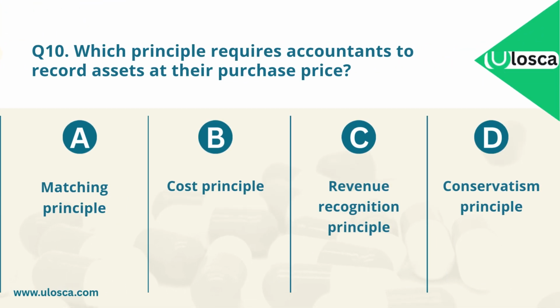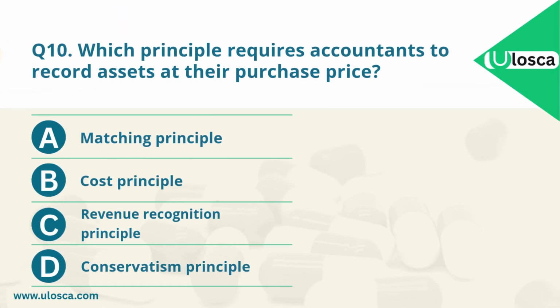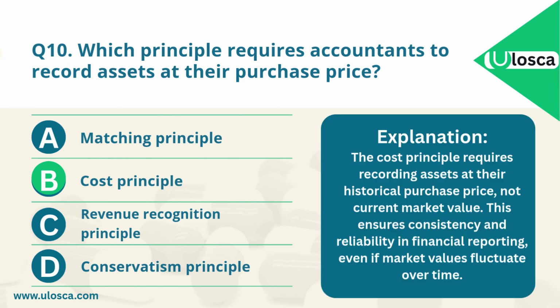Question 10. Which principle requires accountants to record assets at their purchase price? A. Matching principle. B. Cost principle. C. Revenue recognition principle. D. Conservatism principle. Which one is the correct answer? The correct answer is B. Cost principle. Explanation. The cost principle requires recording assets at their historical purchase price, not current market value. This ensures consistency and reliability in financial reporting, even if market values fluctuate over time.